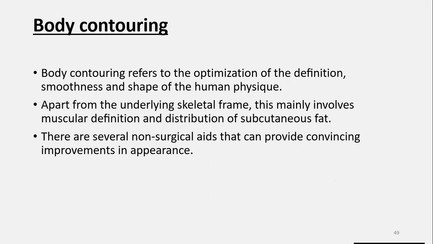Body contouring. Body contouring refers to optimization of the definition, smoothness, and shape of the human physique. Apart from the underlying skeletal frame, this mainly involves the muscular definition and distribution of subcutaneous fat. There are several non-surgical aids that can provide convincing improvement in appearance.